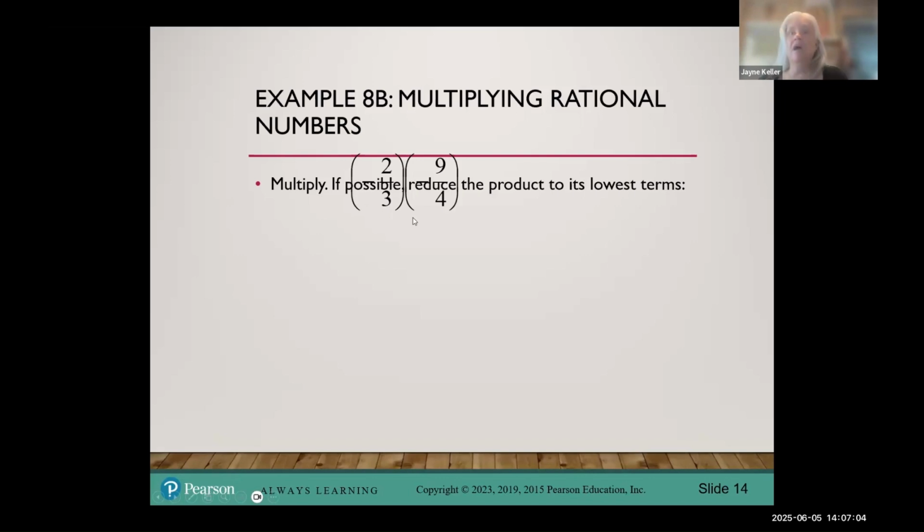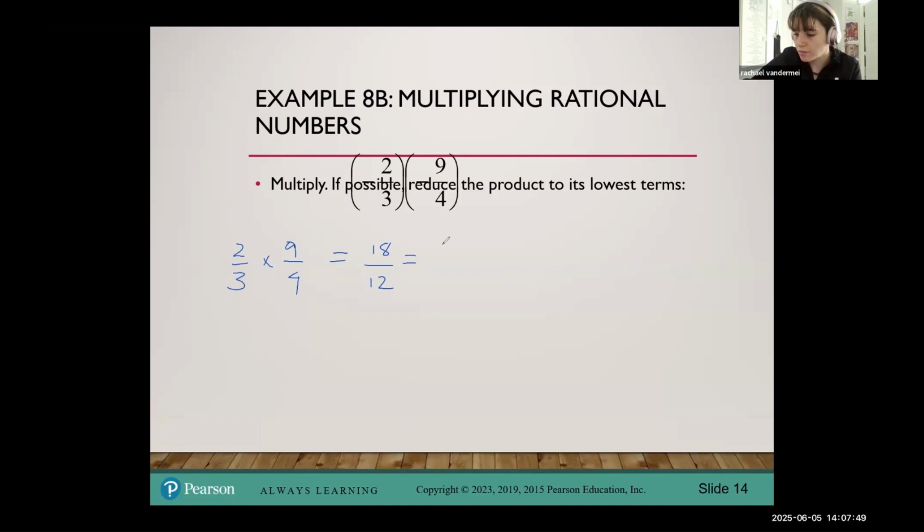Okay. All right. So that brings us to multiplying, which is the easiest operation when it comes to rational numbers, because to multiply, we just multiply numerators and we multiply denominators. So for this one, in the numerator, I have 2 times 9. And in the denominator, I have 3 times 4. And then I look to see if I can simplify that. Do you see a number that divides into both 18 and 12? Two. Yes. And what does that give me?